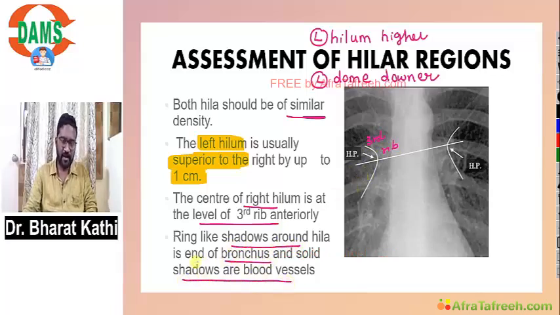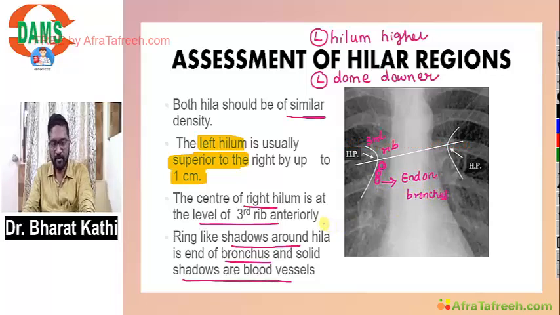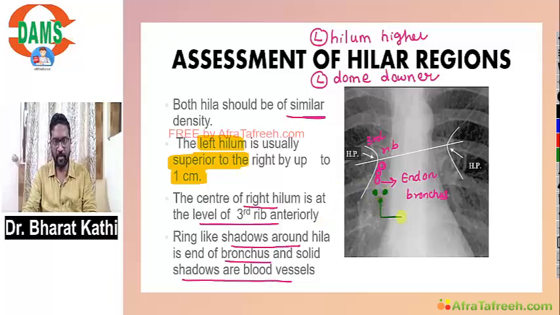So generally at the hilum, if you see any ring-like shadows, don't think it is bronchiectasis. These ring-like shadows are usually end-on bronchus view, and sometimes you can also notice a few solid areas. Solid areas like this. Again, don't think these are any masses. These can be blood vessels.